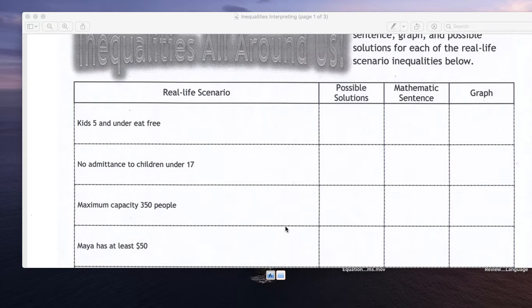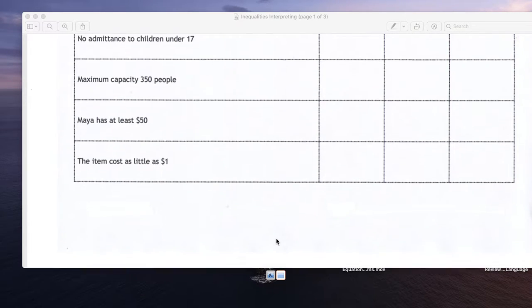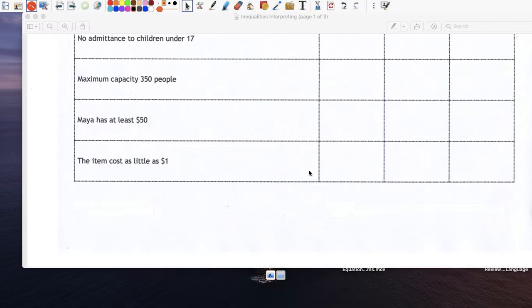So let me move this screen. The item costs as little as $1. So how much can this item cost? It can be $1. It could be $2. It could be $3. It could be $4.50. So the minimum price is $1. So the item, I'm going to use I for item and $1. So it has to be greater than or equal to $1. So whatever we're buying, we know it's going to cost $1 or more. Okay.